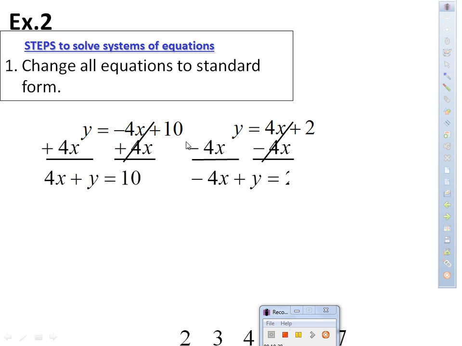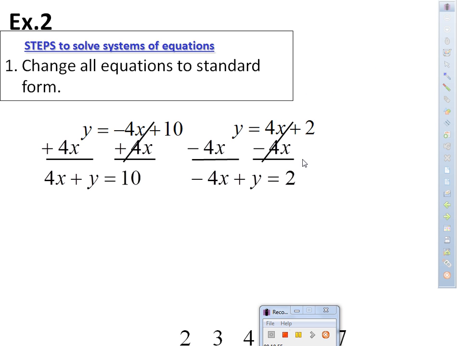Step 2, eliminate one variable. That means we need to write these stacked one on top of the other. Is that correct? Yes. All right? So let's write these one on top of the other. If you just want to leave one there and bring the other one over, that's fine, as long as you have both of them stacked. So here we go.